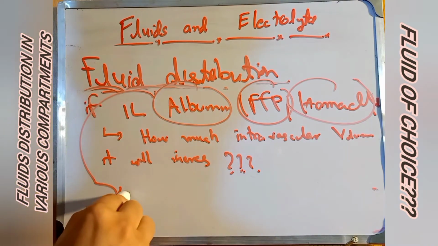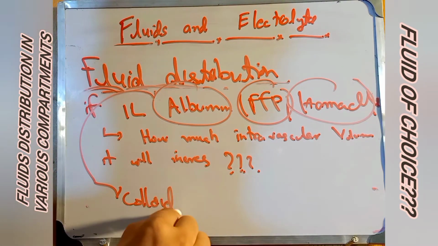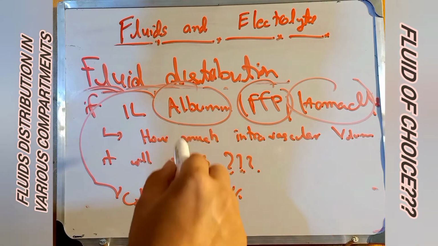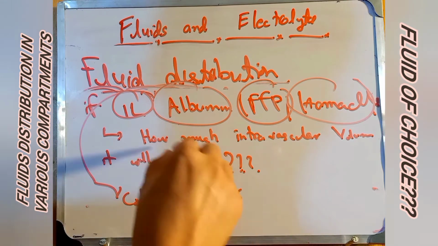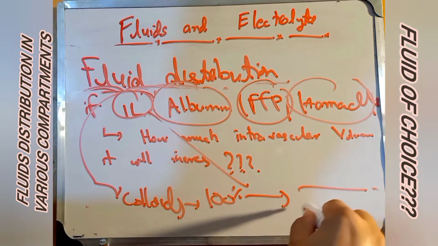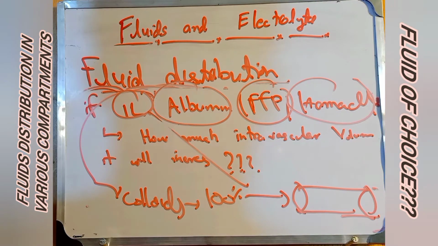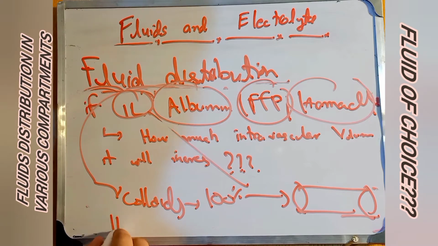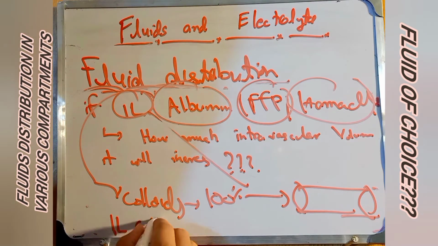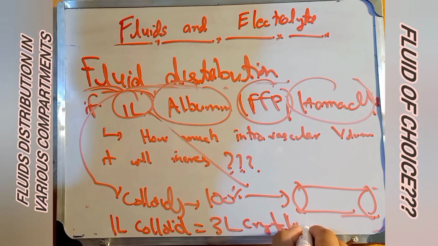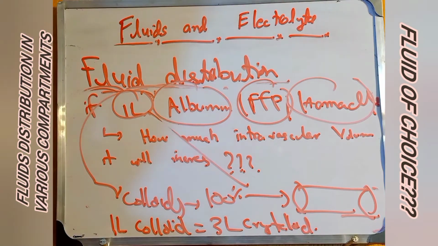It will not leak from your blood into the interstitium. It will be totally distributed into the intravascular component. So 1 liter of albumin increases the intravascular volume by 1 liter. In the same way, at this point I must tell you that 1 liter of colloids is equal to 3 liters of crystalloids when there is talk about a rise in the intravascular volume.